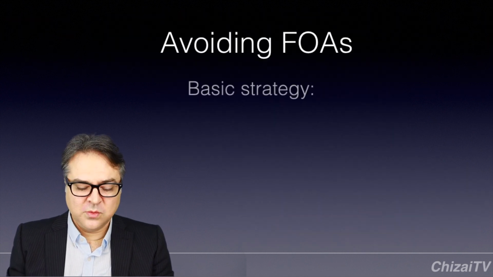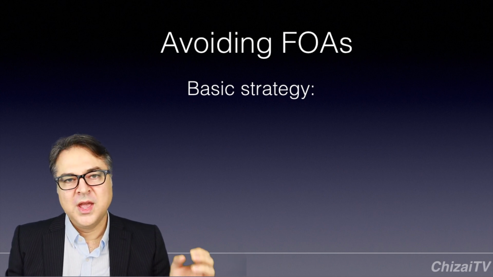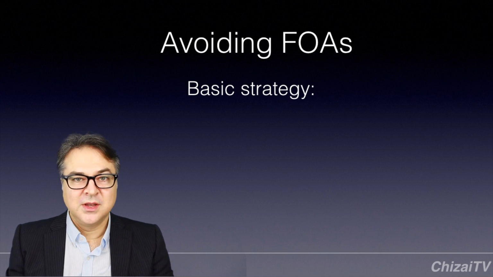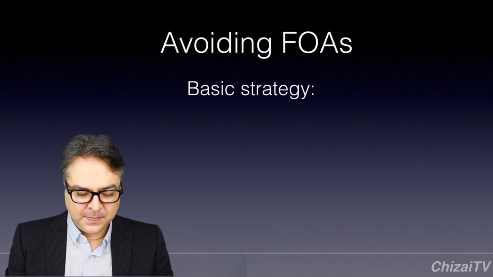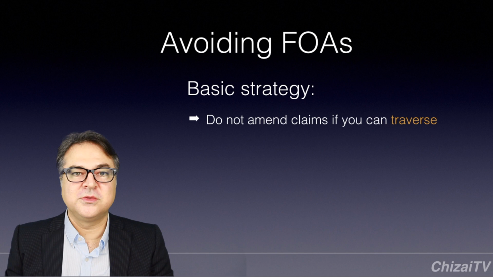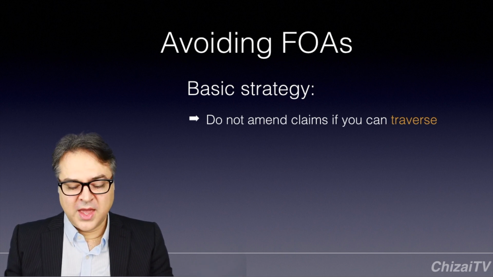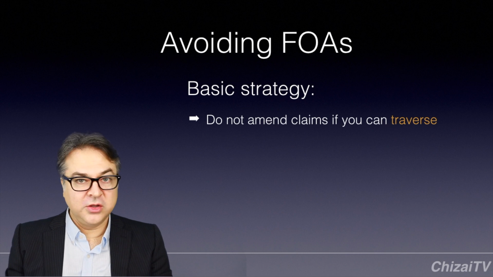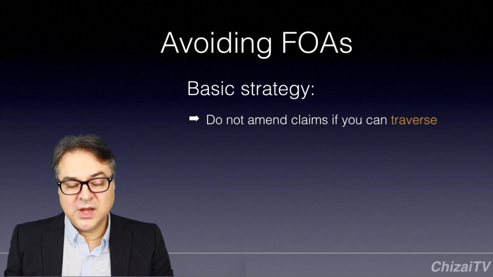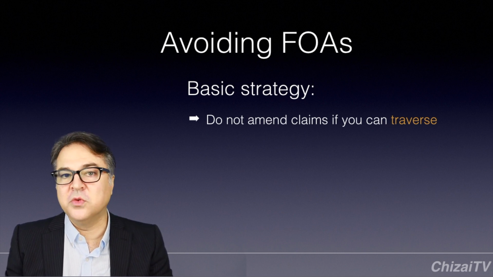Okay, so moving on. So avoiding final office actions. What's the basic strategy? There's a lot of ways you can avoid final office actions, but I want to give you the strategy you can use the most, and the strategy that I believe is most common, that you can use in most of your cases. If you can traverse the examiner's rejections. Traverse means if you can argue to the examiner that the examiner is wrong. If you believe the rejection is wrong, then do not amend your claims. Argue against the examiner's rejections. If you can traverse rejections, you have a chance to get a new non-final office action. You have a chance to avoid a final office action.